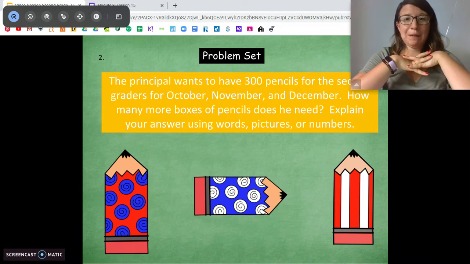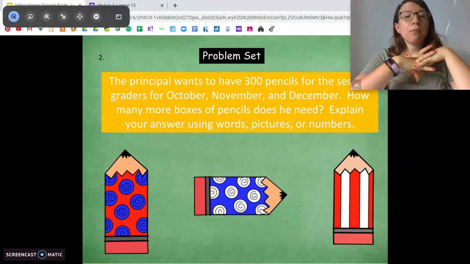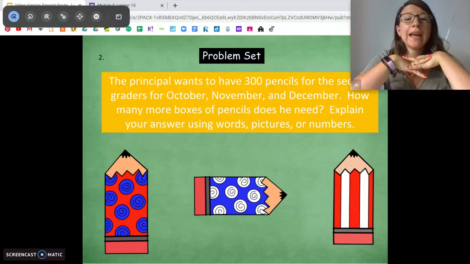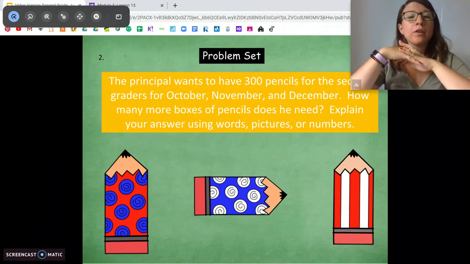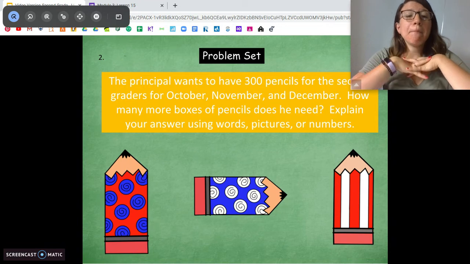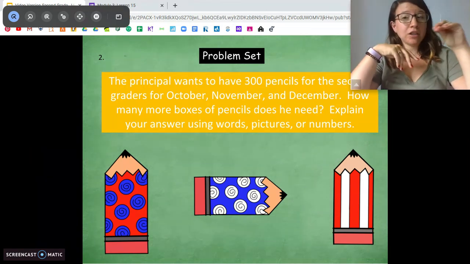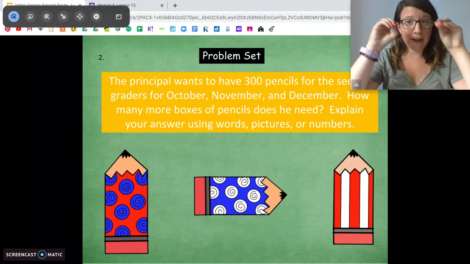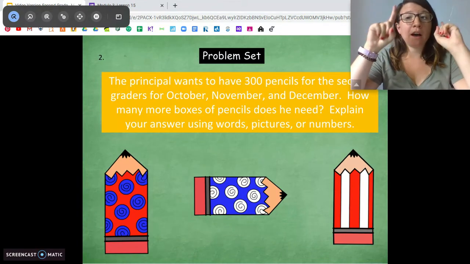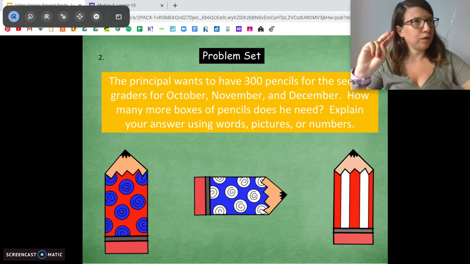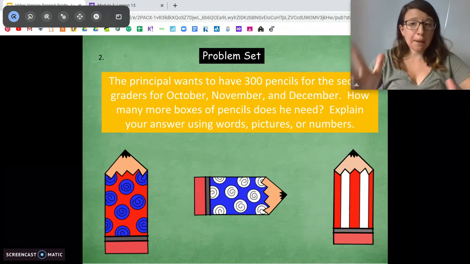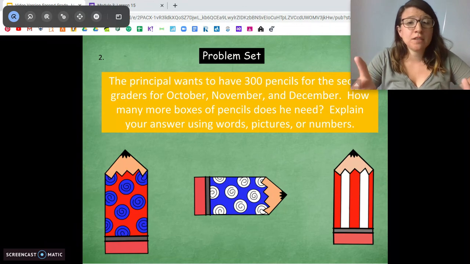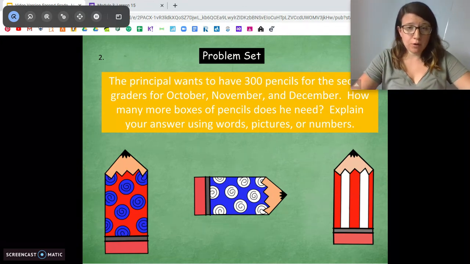Ready? Keep that 140 in mind. The principal wants to have 300 pencils for second graders for October, November, and December. How many more boxes of pencils does he need? So they have 140, they want 300. I want you to pause and solve. You can use a picture, you can use a tape diagram, you can use a number sentence, you can use a number line. Whatever makes most sense to you, I want you to pause and solve on your own.